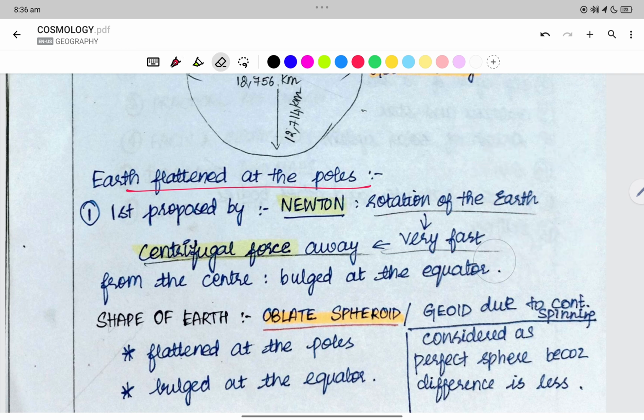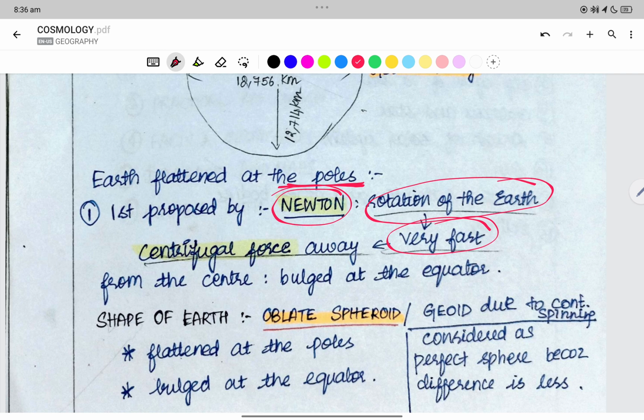Now, what is the reason for geoidal shape? The earth is flattened at the poles, that is why we got geoidal shape. Now who proposed this concept? Newton has proposed this concept, stating that the rotation of the earth is very fast because the centrifugal forces acting from the center bulge at the equator.